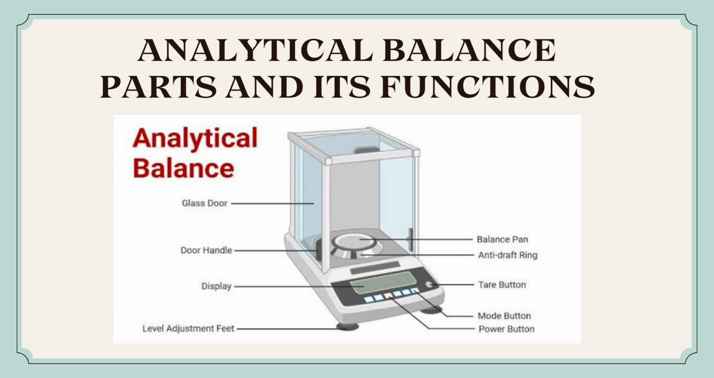The mode button. The mode button allows you to select different weighing units or functions, such as grams, milligrams, or counting mode. Power button. The power button turns the analytical balance on and off, controlling the electrical supply to the instrument. Lastly, the level adjustment feet. The level adjustment feet are used to ensure the balance is perfectly level, which is crucial for accurate and reliable measurements. The significance of these precise measurements is to determine or confirm crucial class characteristics of the ammunition involved.